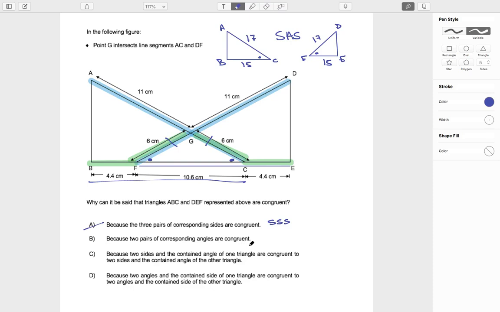Because two pairs of corresponding angles are congruent? We actually don't know that this is 90 degrees. We only know one angle. So it is not AA.